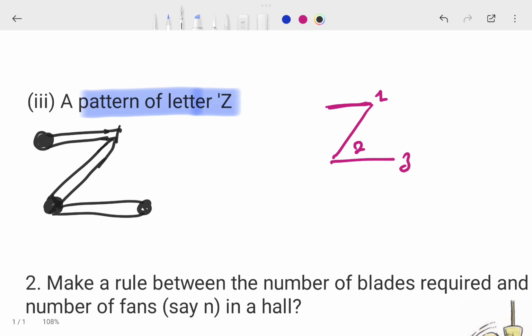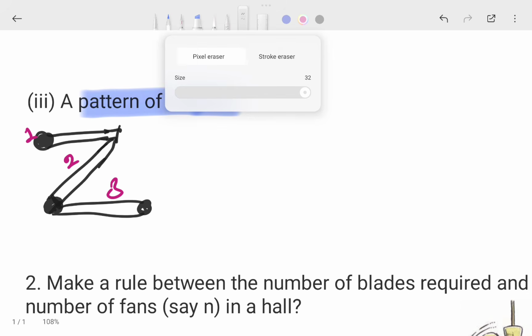So generally how many matchsticks do we need here to draw the pattern Z? So one matchstick, this is two matchsticks, three. So we need 3 matchsticks to draw the pattern of Z. So what we are going to write here as the answer is 3 matchsticks.